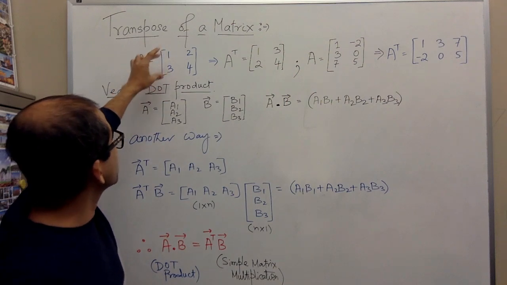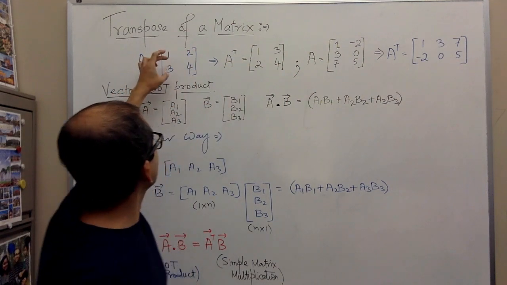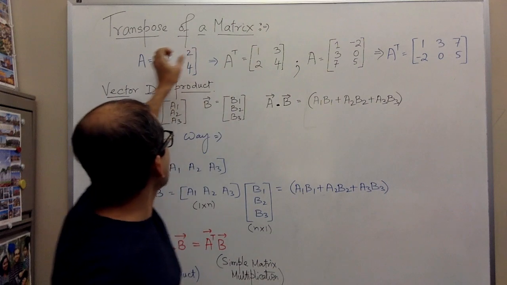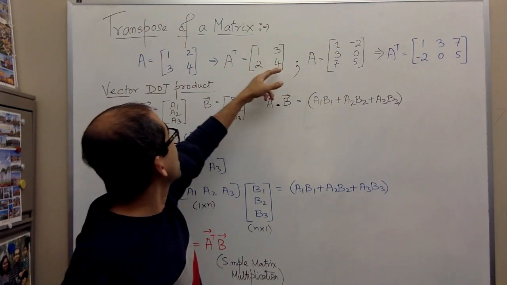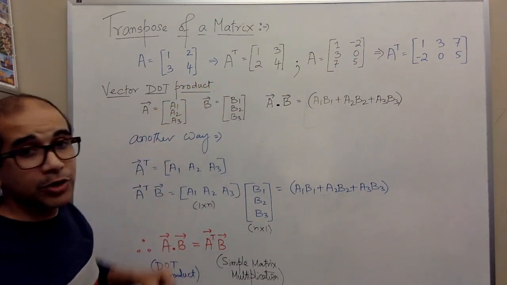The columns of the first matrix will become rows here, and similarly, 1 3 will become a row and 2 4 will become a row here. Okay, so this becomes A transpose.